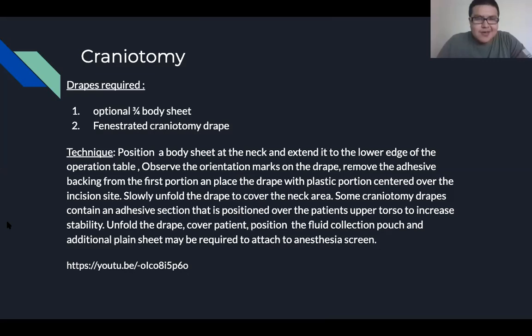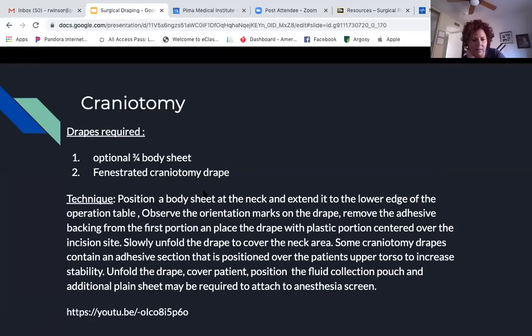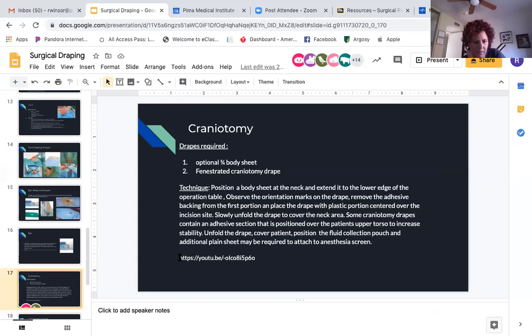Some craniotomy drapes contain adhesives in the section that is positioned over the patient's upper torso to increase stability when you're moving around. Unfold the drape, cover the patient, put them in a fluid collection pouch, and additional plain sheets may be required to attach to an anesthesia screen. We've got a video at the bottom.